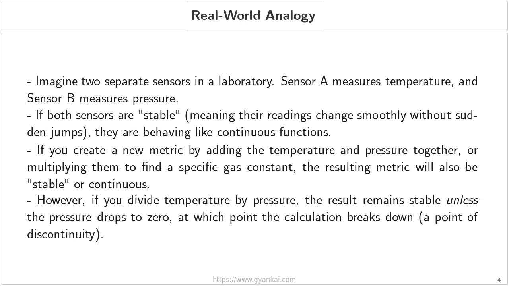However, there is a critical exception when it comes to division. If you divide the temperature by the pressure, the result will generally remain stable. But if the pressure ever drops to 0, the calculation becomes undefined and breaks down completely. This is a perfect illustration of a point of discontinuity, reminding us why we must always ensure the denominator is not 0 when applying the quotient rule. Keeping this analogy in mind will make the practical example we are about to see in the next slide much easier to understand.